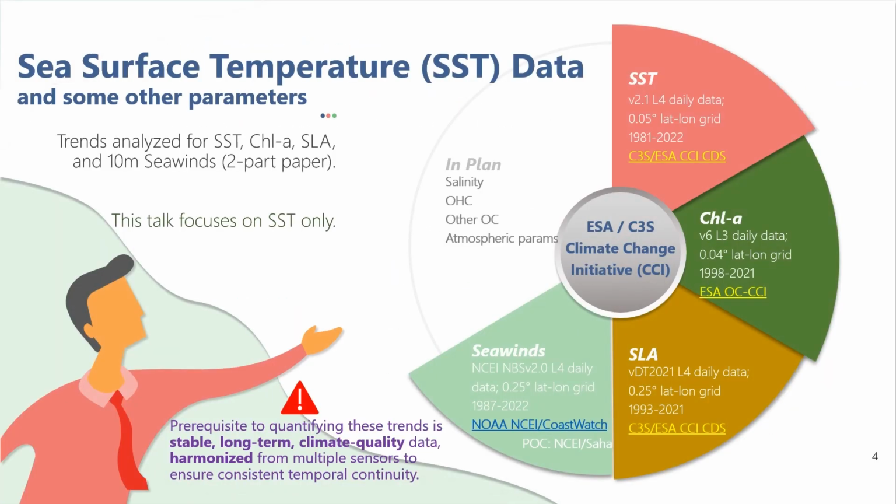In our trend study, we analyzed several parameters, including SST, chlorophyll A, sea level from C3S ESA CCI, and 10-meter sea winds from NCI. C3S stands for Copernicus Climate Change Service, and you may be familiar. For this presentation, our spotlight will be on SST only, as it is central to our science team meeting and in the interest of time. A word of caution, the prerequisite to quantifying these trends is stable, long-term climate quality data harmonized from multiple sensors to ensure consistent temporal continuity. Else the results will be flawed, reflecting short-term changes.